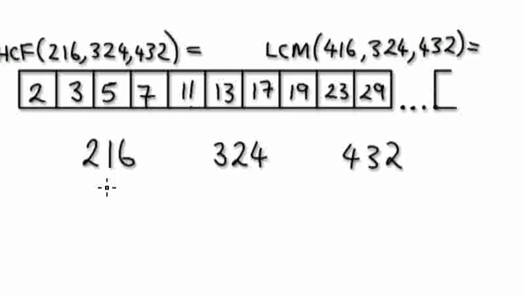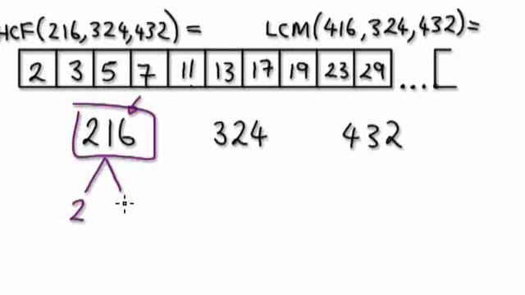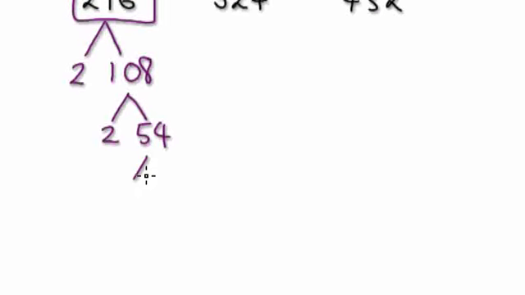Okay, so let's try and break up 216. So we can visualize 216. Well, 6 here is an even number, so let's break it up with a 2. So that would be a 108. Well, 8 here is an even number, so let's break it up as a 2 again. So this would be a 54. 54 is an even number, so let's break it up as a 2. So this will be a 27.